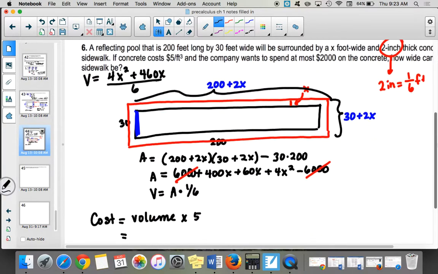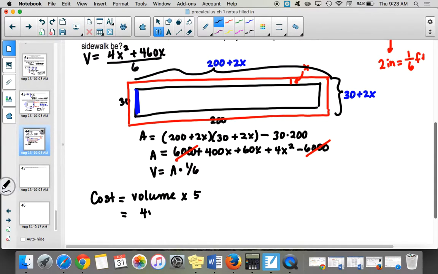So we're going to take that. So our 4x squared plus 460x over 6, and we're going to multiply by 5. And we want our cost to be at most $2,000. Okay, so I think we're good. Do we agree? Yeah. Sweating. That was a hard one.